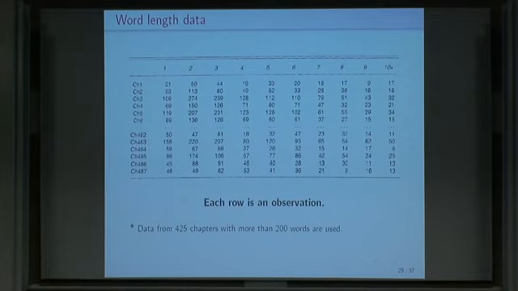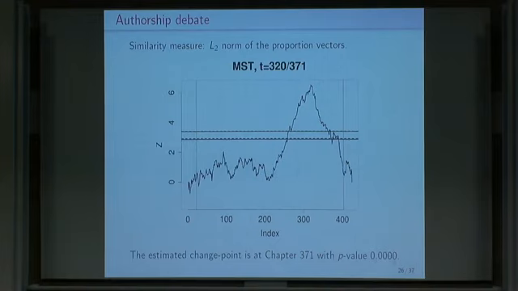What we do is, we first standardize the count data to be proportion data, and then we use the L2 norm to see whether they are close or not. So it's just a very simple similarity measure. And here is the result. The x-axis is the chapter, and the y-axis is the standardized count. And it peaks at chapter 371. So this is the chapter index among the chapters we analyze, because we only use 425 chapters out of 487 chapters in total. So this is the true chapter number at this peak.